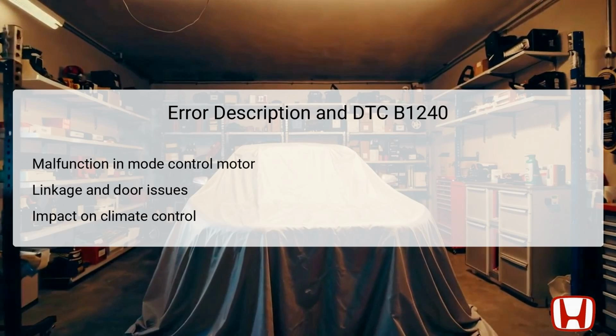parts of the cabin. If there is a problem with any component, such as the motor itself, linkage that connects the motor to the cabin door, or even the doors that direct airflow, it can trigger this error code. The mode control motor is usually found in the dashboard assembly, making it crucial for maintaining a pleasant climate inside the vehicle. Failure in this area not only affects comfort, but can severely impact the vehicle's efficiency too.